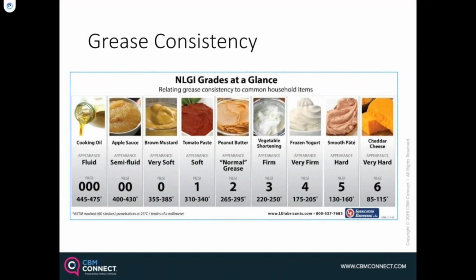Grease consistency. This is an extremely important slide. When most people think about a grease, they're thinking about this number 2 right here. That's what a majority of the greases used are. If you're using an auto lube system, you may be using a number 1 that's a little bit softer. So 1 and 2 are common. They go all the way from number 000, a triple aught, on up to a number 6, which is very hard. Cheddar cheese, it used to be block grease is what we used to call it.